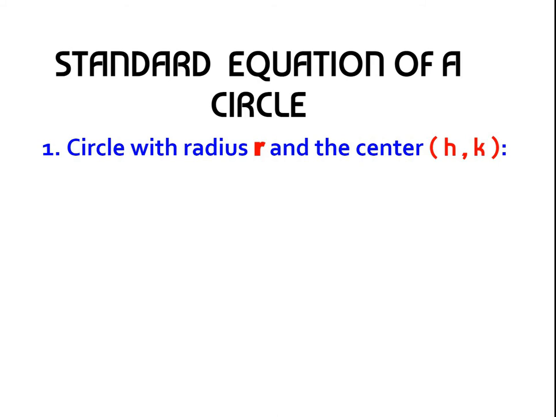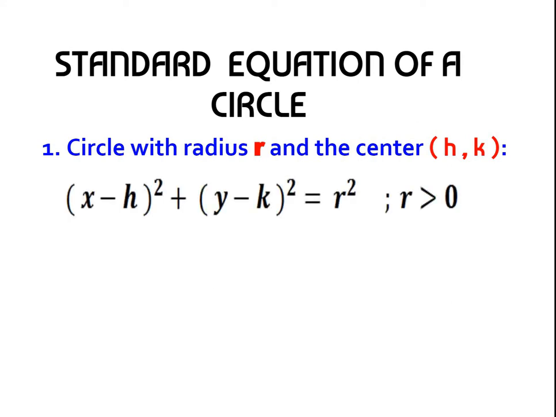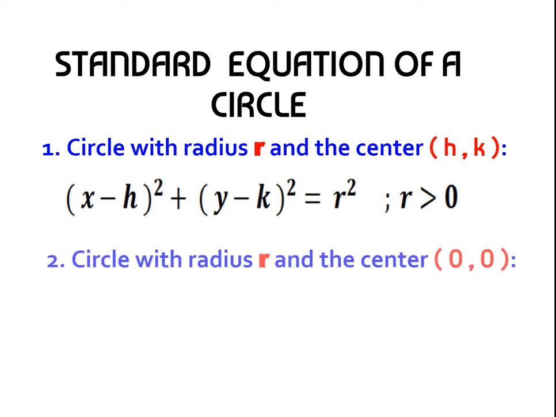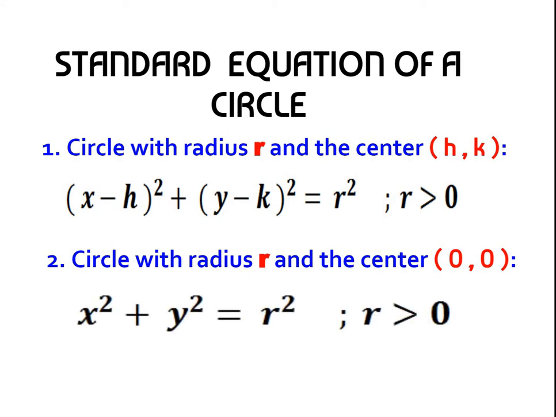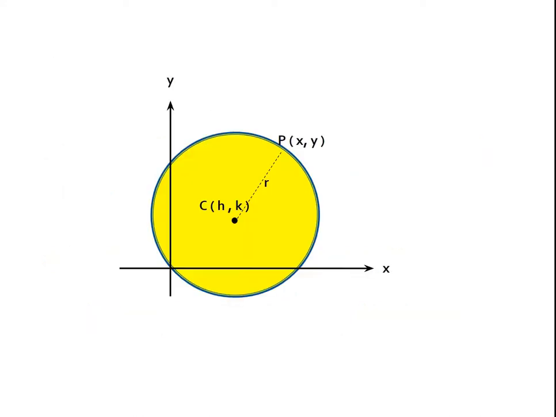Number 1, a circle with radius r and the center (h, k). So this is the equation: the square of (x minus h) plus the square of (y minus k) is equal to the square of r, where r is greater than 0. Number 2, a circle with radius r at the center (0, 0). So we have this equation, x squared plus y squared is equal to r squared, where r also is greater than 0. So here is the illustration.